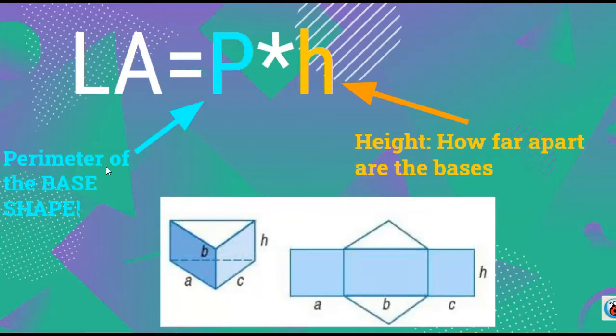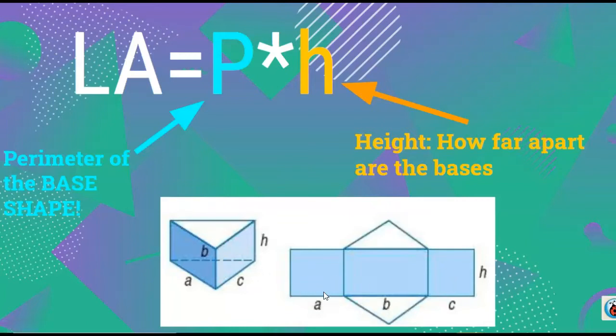Okay, now that you guys have seen the shapes, we're going to jump over to the PowerPoint and talk about the formulas to find the surface area of them. We're going to start off with lateral area, which the LA stands for. The way you find lateral area is by finding the perimeter of the base and then multiplying it by the height, which is how far apart the bases are.